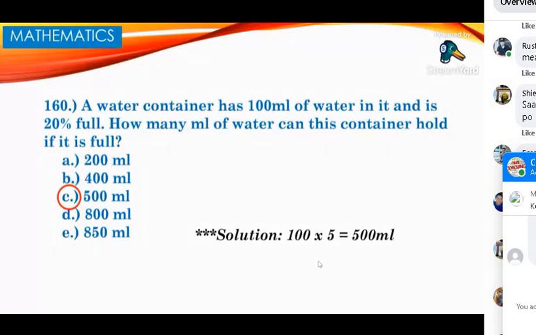So, we're just going to multiply 100 ml by 5. So we have 20%, 40%, 60%, 80%, and 100%. So we're going to multiply 100 ml times 5. So the correct answer for this is 500 ml. So it needs 500 ml of water for the container to be considered as full.